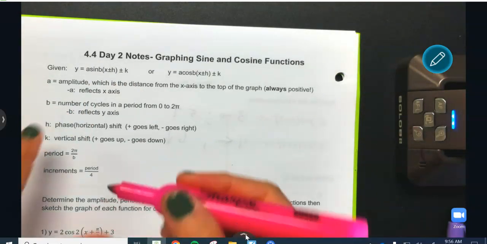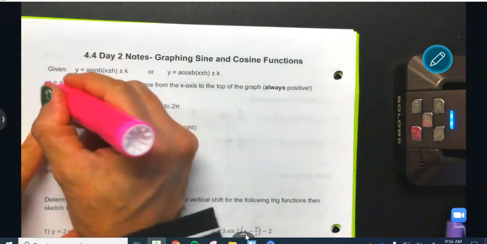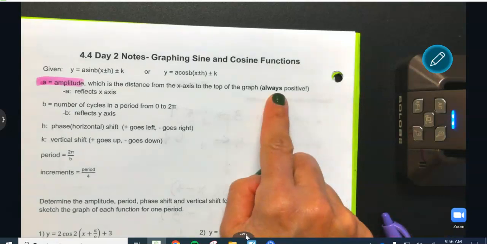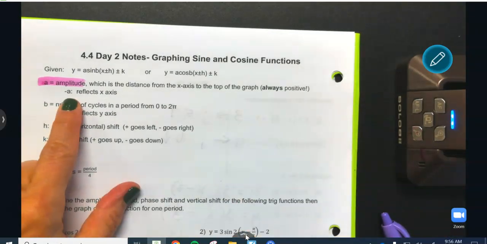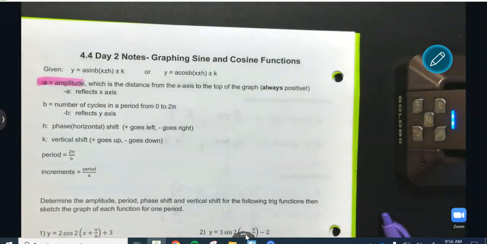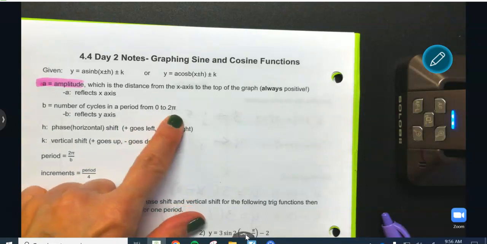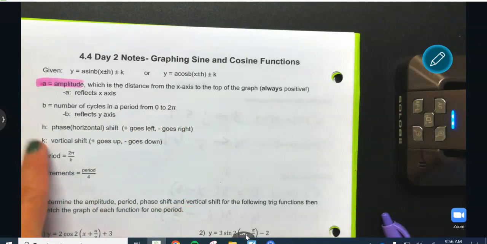Remember yesterday we talked about the A. It's still a stretch or a shrink, but don't forget it's called an amplitude. And don't forget it's always positive. And a negative A just means it's been vertically reflected upside down. B is still going to be the number of cycles from 0 to 2 pi.